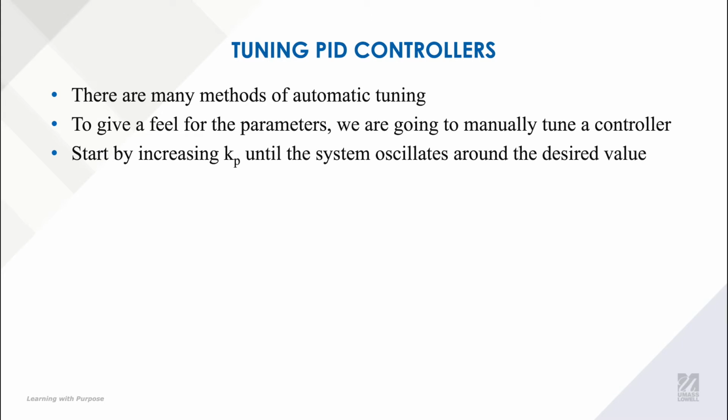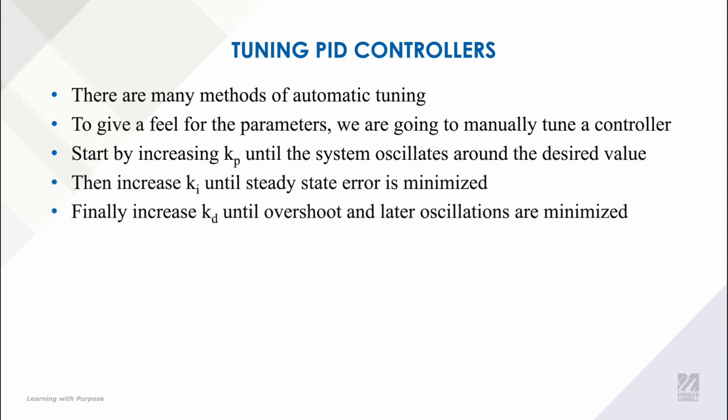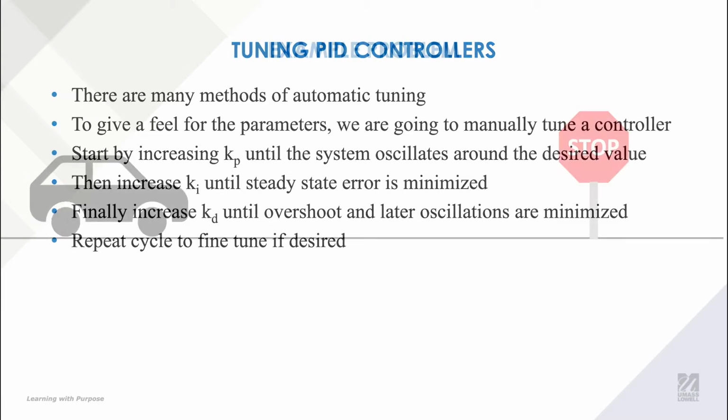We're going to start by increasing Kp until the system oscillates around the desired value. Then you want to increase Ki until steady state error is minimized. And then finally you want to increase Kd until you reduce the overshoot and later oscillations to the point where you're happy with the system. And of course at the end you may want to go back and repeat that cycle to fine tune it, but we won't do that today. Leave that for you for the homework assignment.